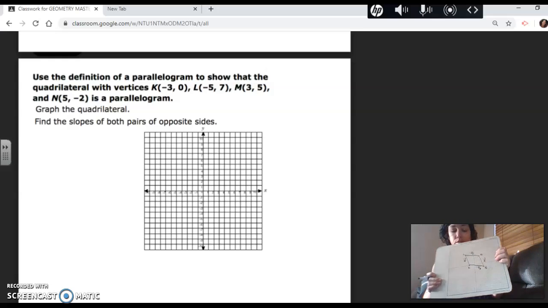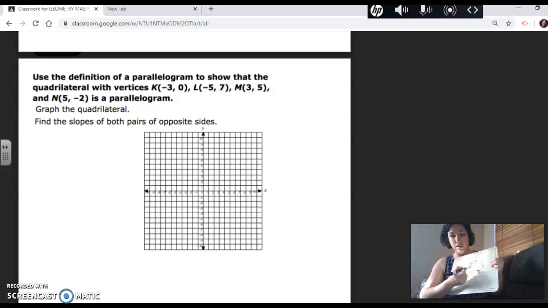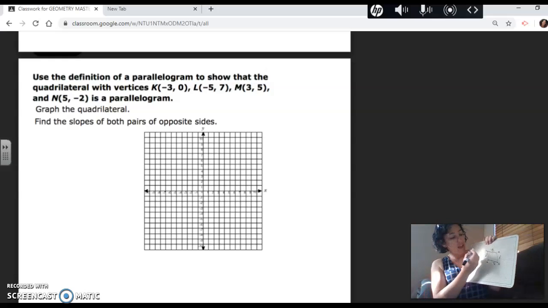Okay, I found the slopes. I see that the opposite sides are parallel, and if I wanted to write that down mathematically, you don't have to turn in any of the graphs. If you want, you can turn in work like this, where you put the slopes of AB, BC, CD, DA, and, oh, I did the wrong letters. Okay, so let's try this again. KL, LM, MN, and NK.